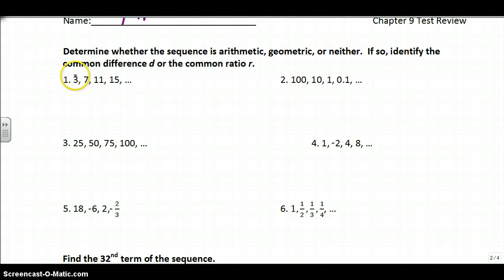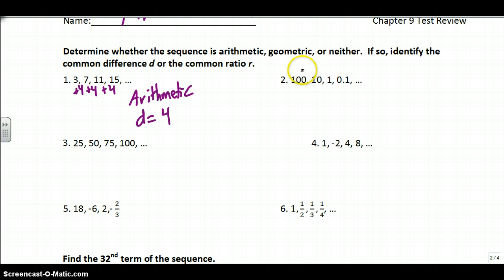To get from 3 to 7, I'd have to multiply by a wonky number, so we'll try adding first. I know I add 4. To get from 7 to 11, I'm adding 4. And to get from 11 to 15, I'm adding 4. Since these are all the same, it has to be arithmetic. And what is the common difference? It's 4. Took us literally 5 seconds to do that problem.